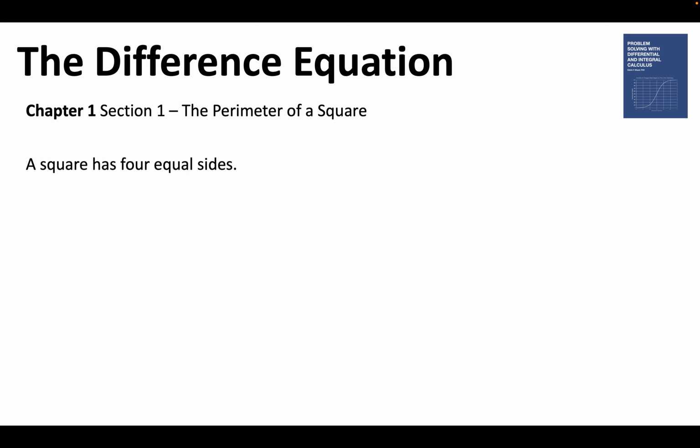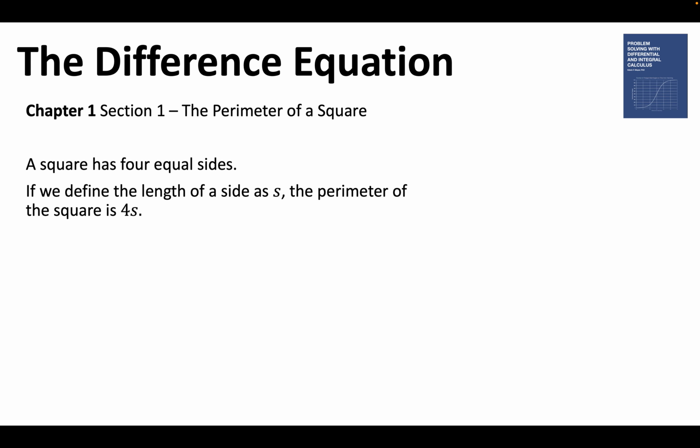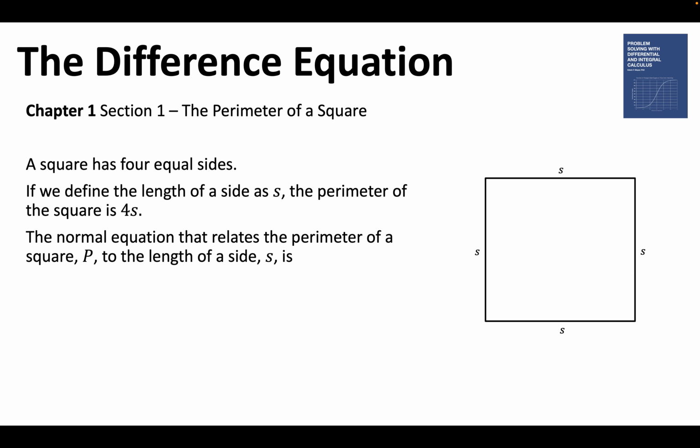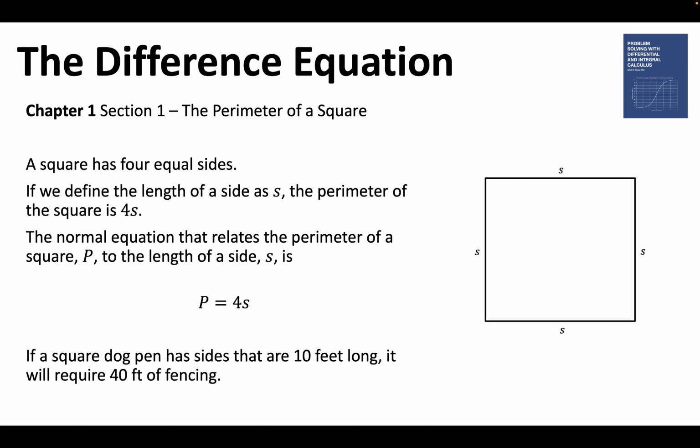It's nice and simple. A square has 4 equal sides. If we define the length of one side as s, the perimeter is 4s. There's a square. Each side length is s. The distance around is 4s. So the normal equation that relates the variables themselves is p equals 4s. That's what you're used to, normal equations. So if we have a square dog pen that has sides that are 10 feet long, you're going to need 40 feet of fencing around the perimeter.